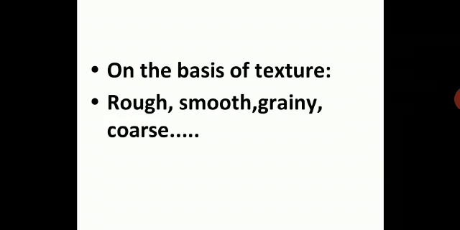Now under appearance itself, we are going to see the texture. Texture, you touch and feel the surface. So by your senses, you understand the appearance of the material. So on the basis of texture, you can classify material as rough, smooth, grainy, coarse, and many more. For you, you need to understand these four: rough, smooth, grainy, coarse.